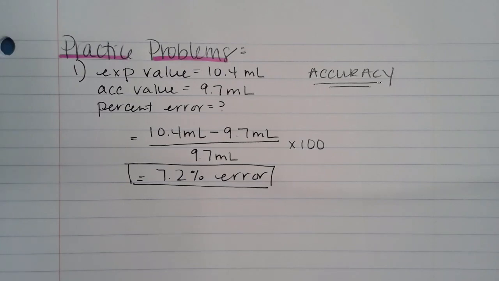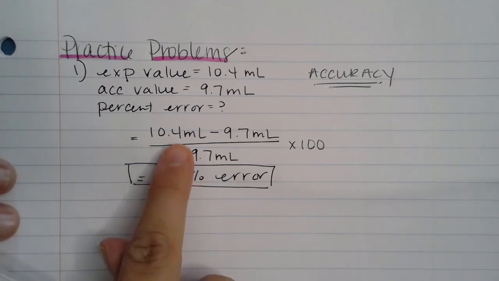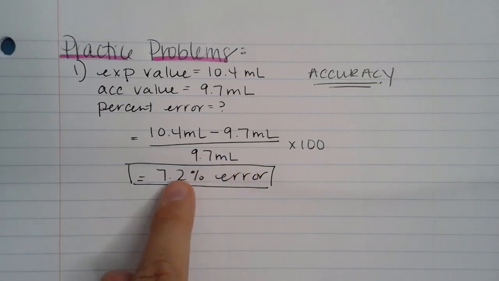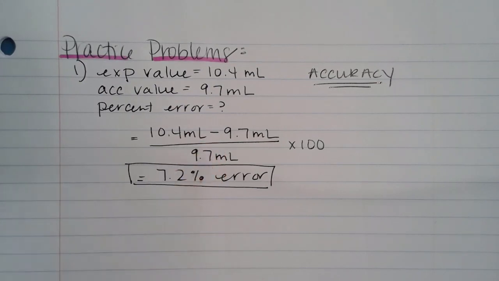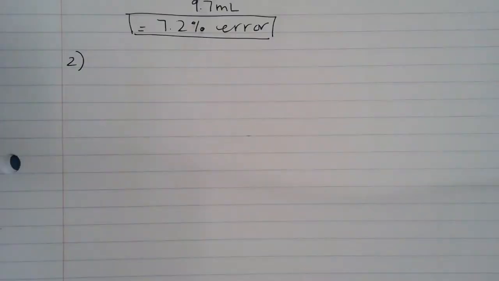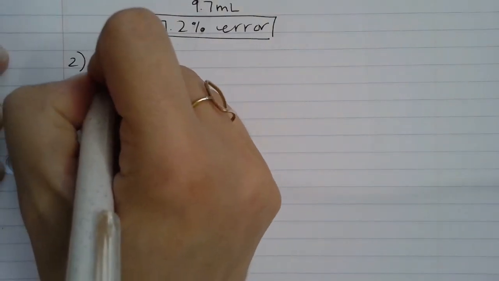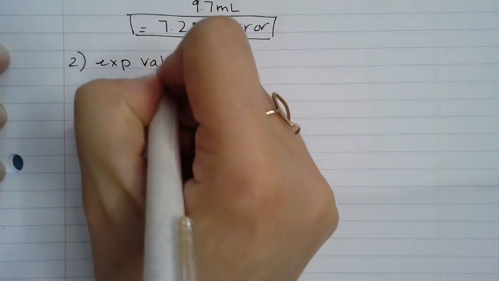So if you had a negative 7% error, that's still considered accurate because it's still only 10% away from what it should be. This student ended up with a higher value than they should have, which is why the percent error is positive. If they got something like 9.4, it would be a negative percent error, but they're still pretty darn close because it's within 10%.